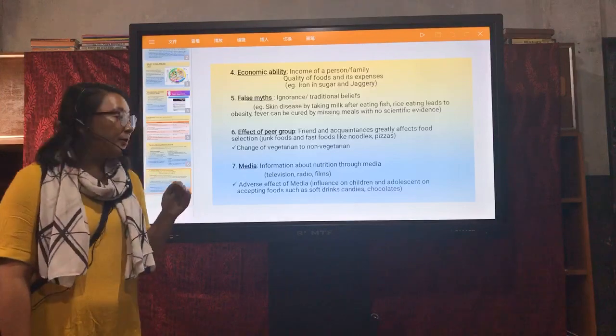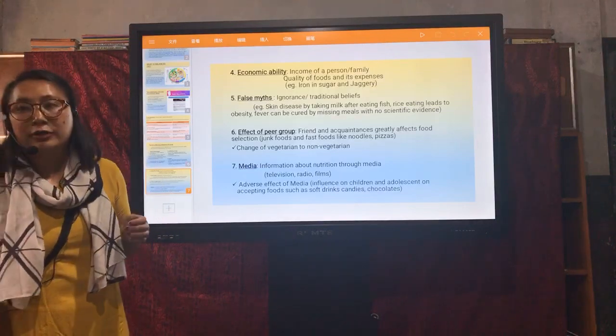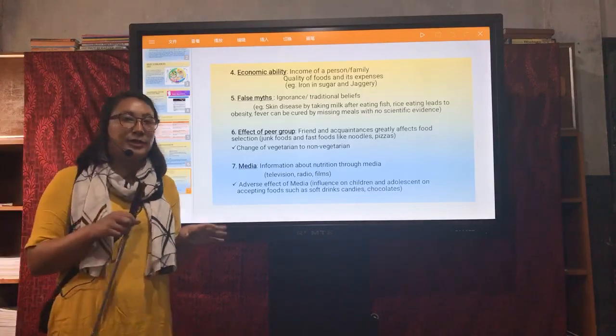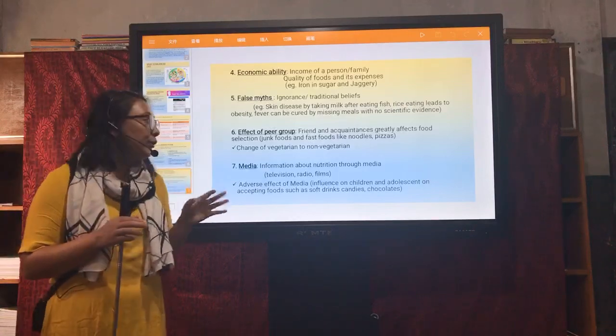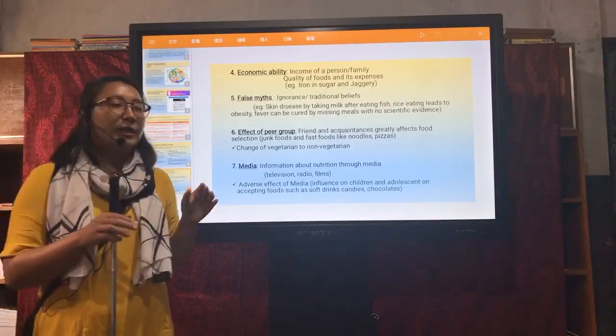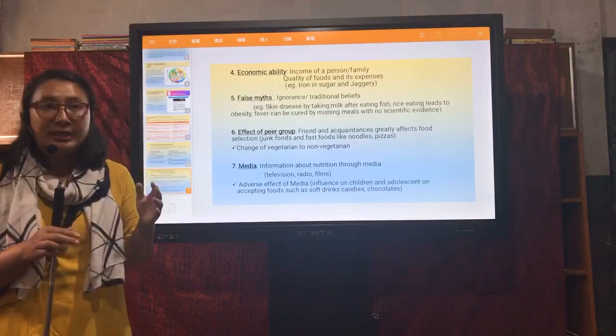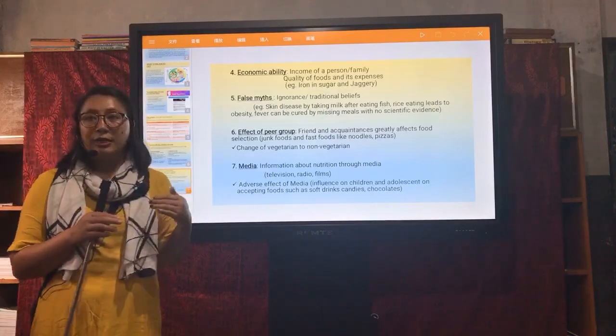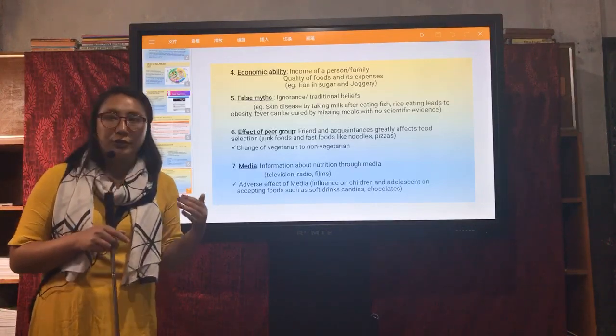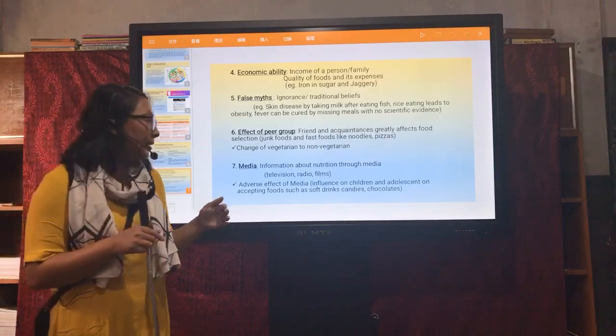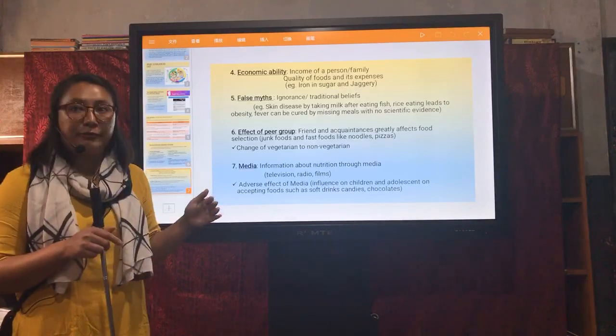So if a person who is in charge of cooking for the family is wise and good in decision making, he or she makes use of the media. So after getting the information from the media, the person in charge of the family will know what kind of foods to select for the family so that the nutritional requirement is met for the family.